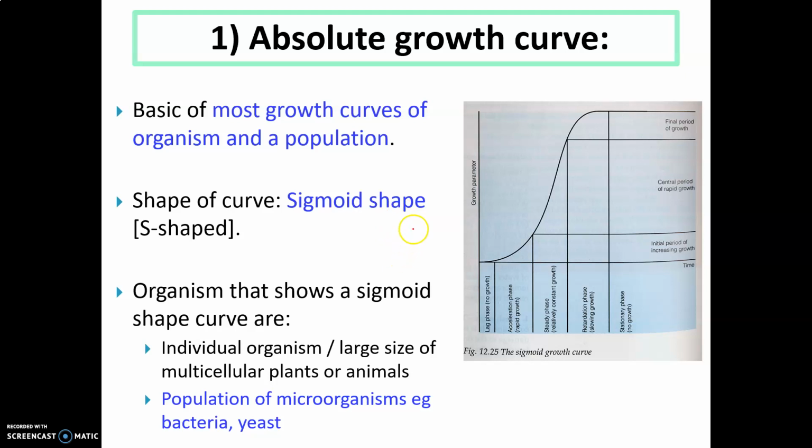Alright, then especially kalau absolute growth curve ini, it can represent the individual organism, especially the one that is large size multicellular plant organism. Dan yang paling penting, dia juga akan reflect population. Population of what? Dia akan reflect population of microorganisms. Contohnya bakteria ataupun yeast. Kalau soalan dia tanya what is the shape for the growth curve for bacteria ataupun yeast, jawapannya adalah sigmoid shape ataupun S shape. Sebab this growth curve ini dia akan represent the population of the bacteria and yeast.